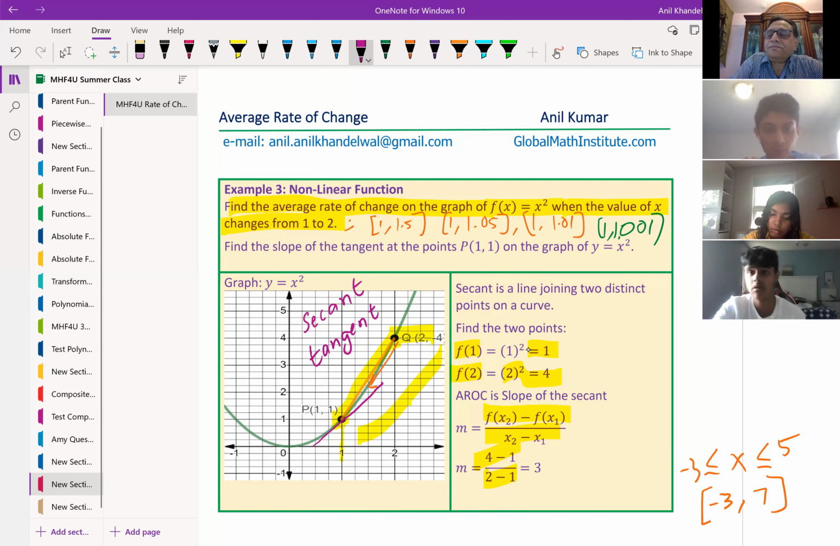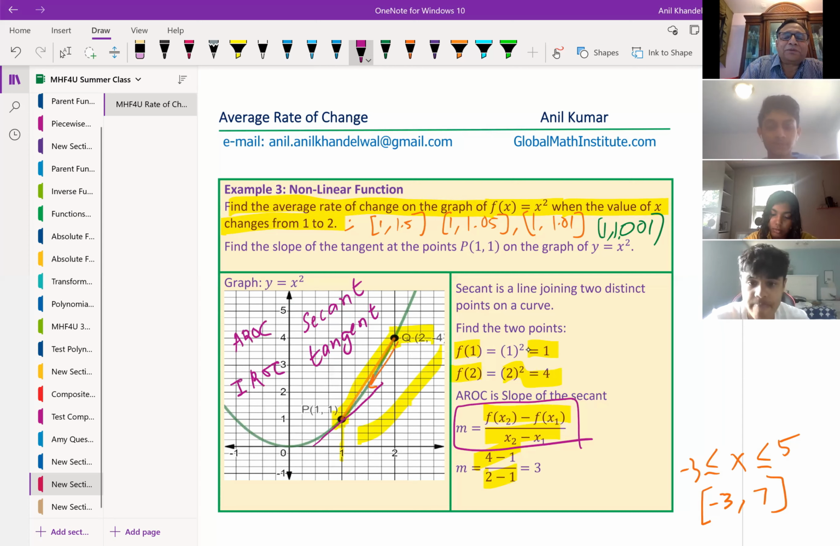So when we're given points like 1, 1.5, 1, 1.05, we can just plug both of these points into the function, find the output, and then find the slope, right? Use the same formula. This is a formula which you're going to repeatedly use. So what you see here is the secant converts to a tangent, and so the average rate of change becomes the instantaneous rate of change, which is our next chapter. Is that clear to you?